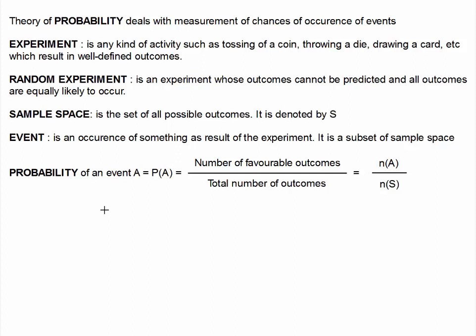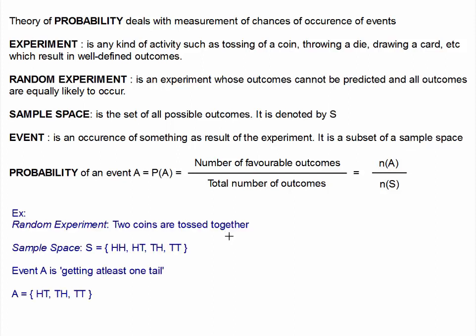Now let's see the formula of probability of an event A. It is denoted by P of A and it is equal to number of favorable outcomes divided by total number of outcomes. Total number of outcomes would be the number of elements in set S, which is the sample space. So it is denoted by n of S, meaning number of elements in sample space. And in the numerator, we have n of A, meaning number of elements in A, that is, number of cases favorable to event A.